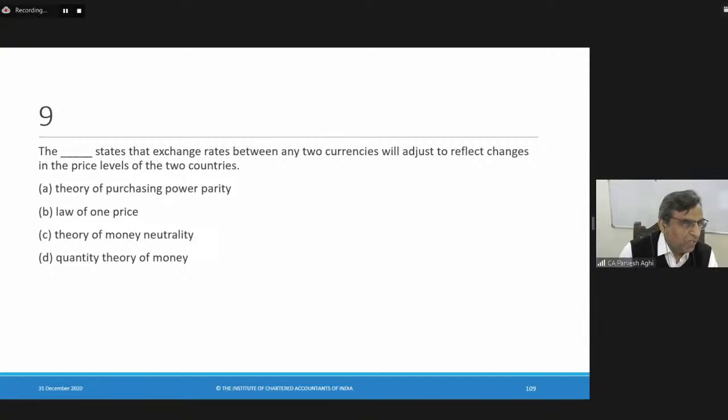Which theory says that the exchange rate will be based on the inflation of the two countries? Is it the theory of purchasing power parity, law of one price, or theory of money neutrality? Here the answer is A, the theory of purchasing power parity. This theory states that the exchange rate will be determined by the prices, which are based on the inflation rate. Yes, Chavi, you're right. So the answer is right.